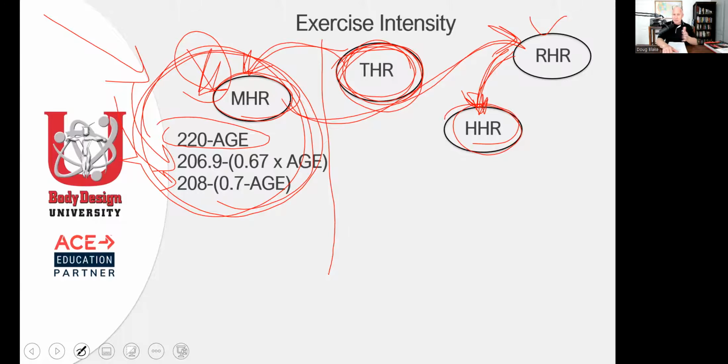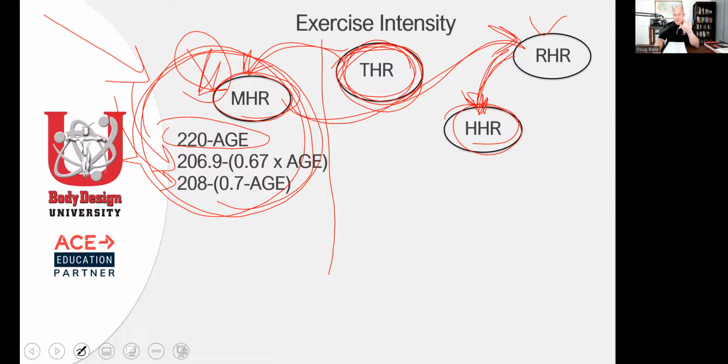This is the reason, as an aside, why we use ventilatory threshold. That is the most accurate way, because that gives us actual physiological responses. And that's why ACE goes with it. It is probably the best way to develop a training scenario, not the only way.